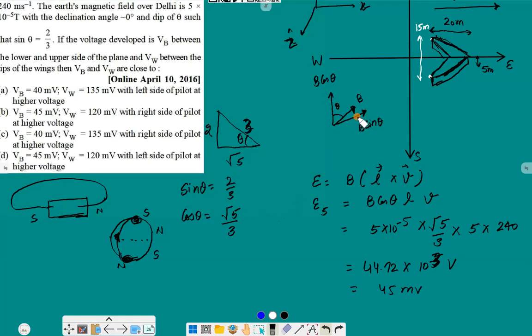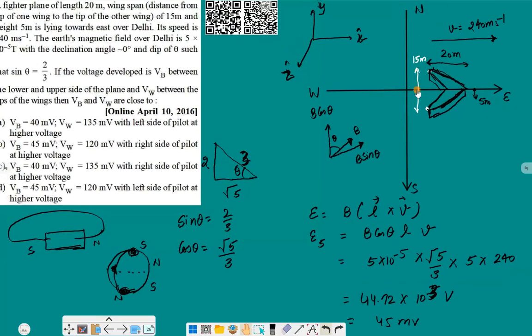This B sin theta component is in the z direction, and here our 15-meter length is also in the y direction. So this 15-meter length and B sin theta both are perpendicular, and again B sin theta is in z direction, and this 20-meter length is in x direction. So here 15 and 20 both are perpendicular to B sin theta, but seeing from the direction of the velocity, this length 20-meter is parallel to velocity.